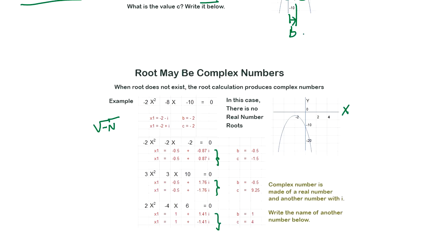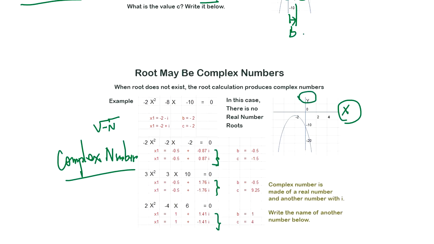But you can still calculate the roots, except that the roots are going to be an imaginary number mixed, called a complex number. And a complex number cannot be plotted in this xy graph because x is a real number here, y is a real number. There's no way you can plot it.